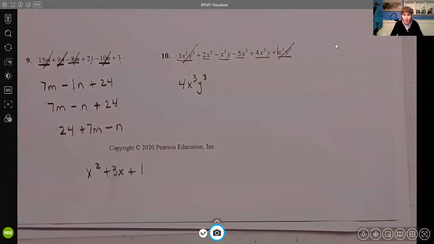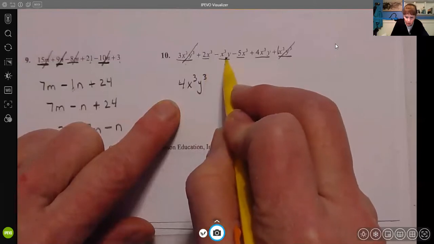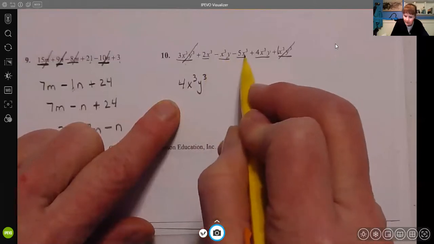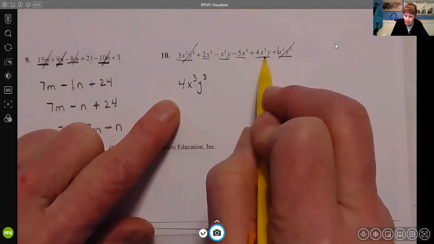Let's look at our next one. Our next term is just an x cubed. Is there anything else, any other term that has just an x cubed? Let's see, we have 2x cubed. That's an x cubed y, so no. There's an x cubed, so that'll work. And that's an x cubed y.